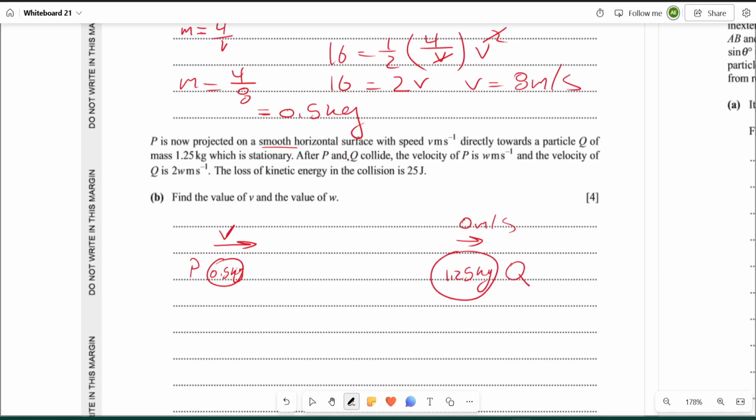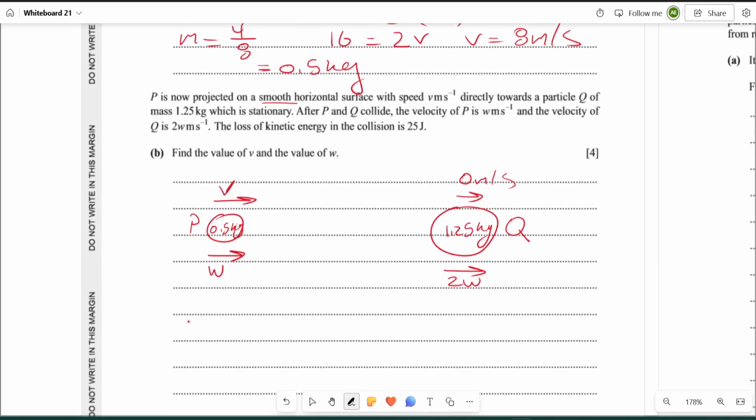Now it says after P and Q collide, the velocity of P is W. So this is the after velocity, here is W. And the velocity of Q is going to be 2W. The loss of kinetic energy in the collision is 25. The question wants the value of V and W. So let's start with what we know about the conservation of momentum equation.